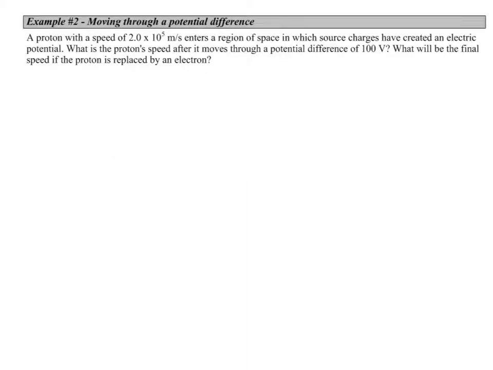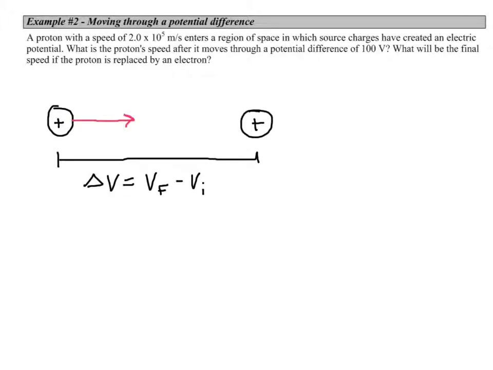Here we have a proton with a speed of 2 × 10^5 meters per second that enters a region of space in which source charges have created an electric potential. What is the proton's speed after it moves through a potential difference of 100 volts? What will be the final speed if the proton is replaced by an electron? So in this case, energy is conserved. The electric potential determines the potential energy.